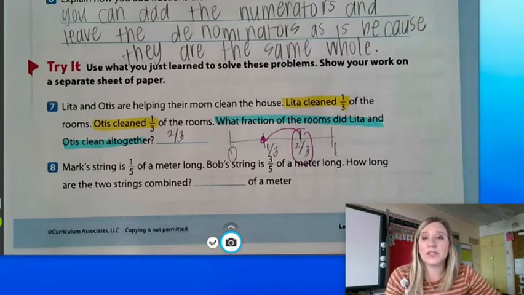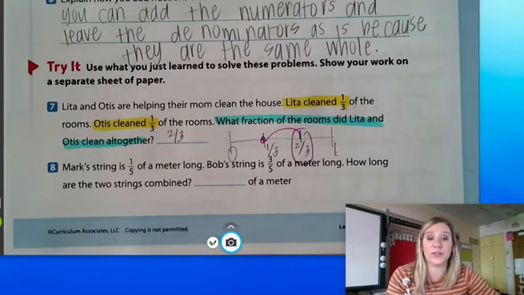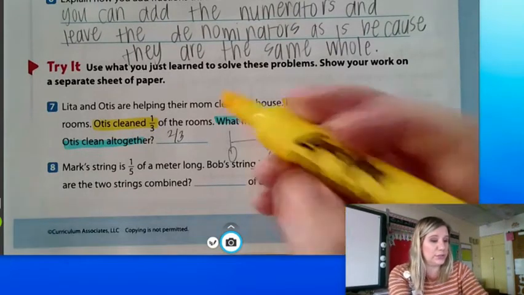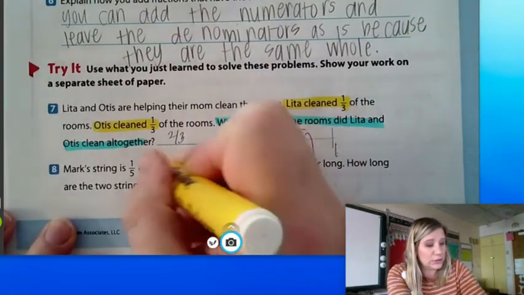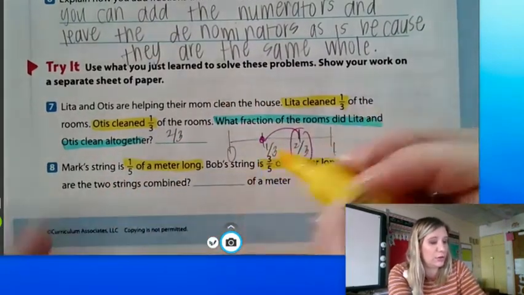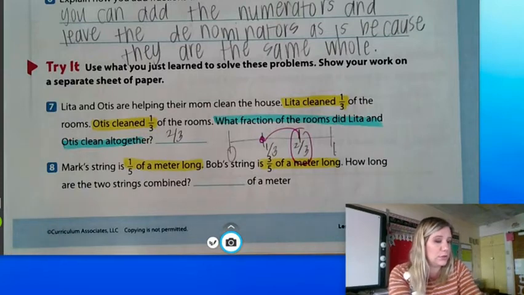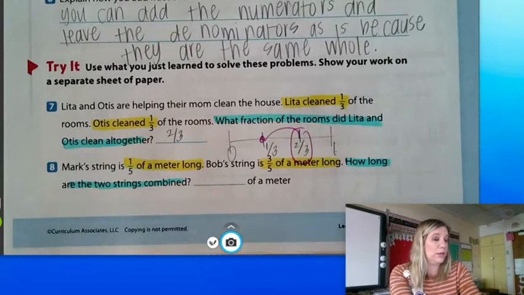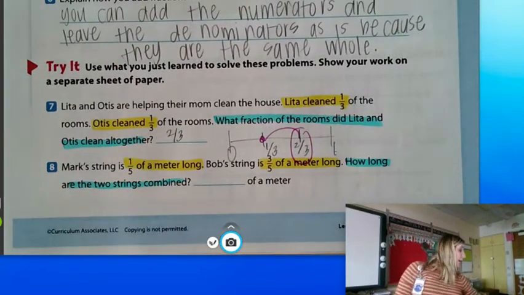All right, Mark's string is 1/5 of a meter long. Bob's string is 3/5 of a meter long. How long are the two strings combined? So we've got 1/5, 3/5. And how much are they all together?